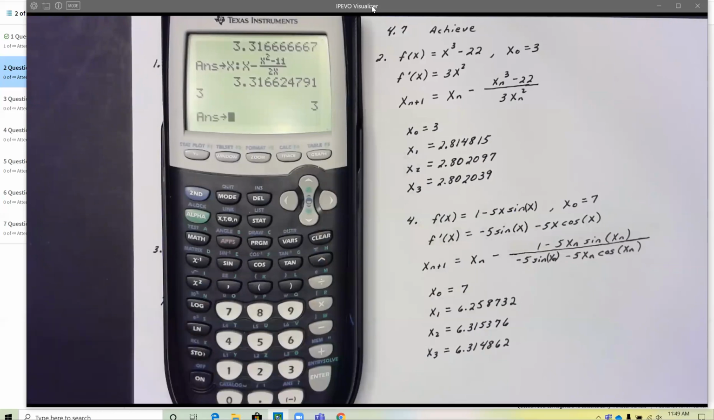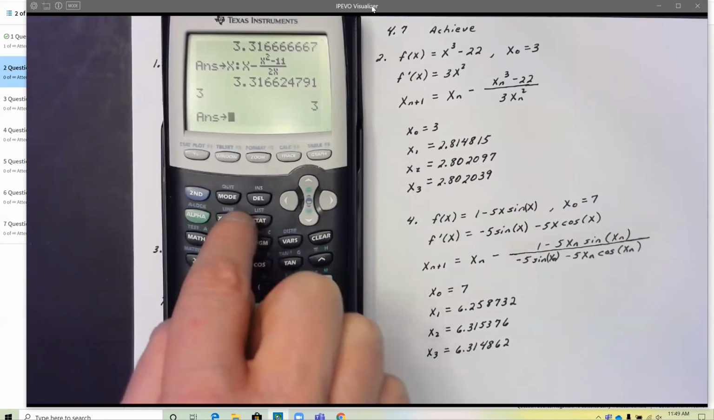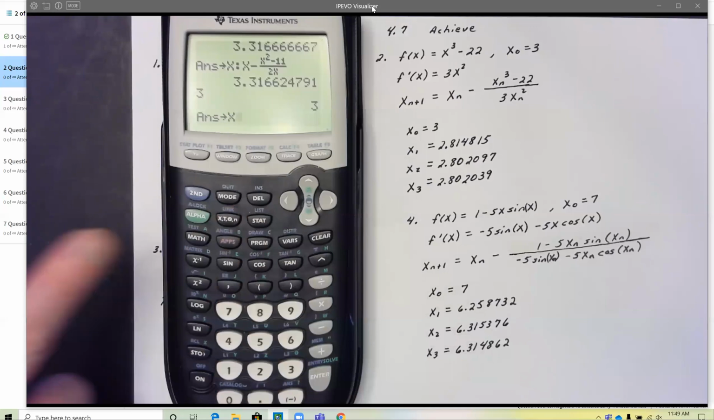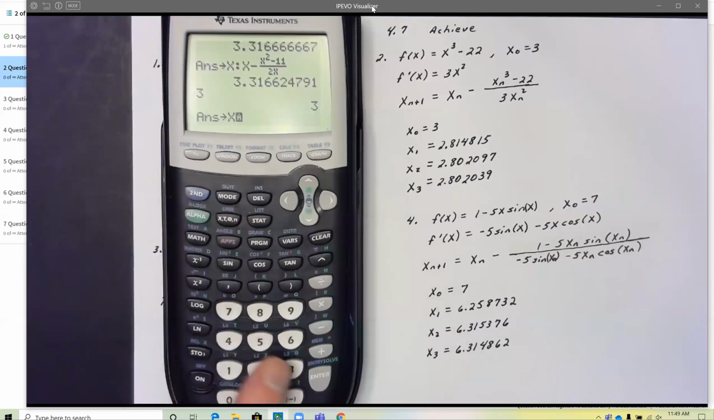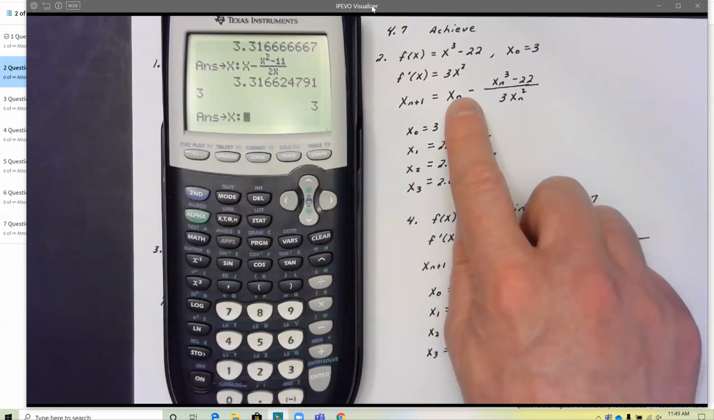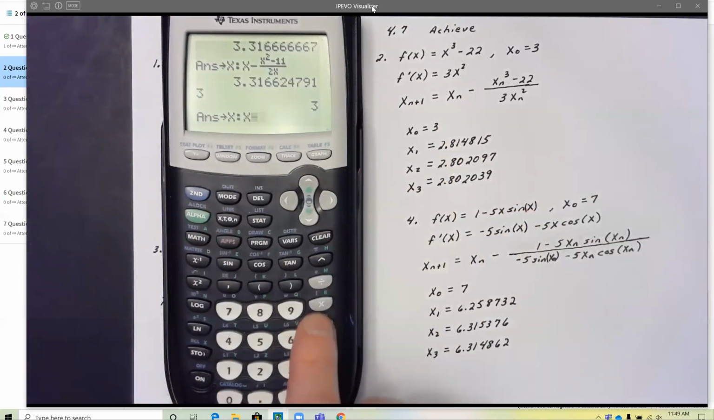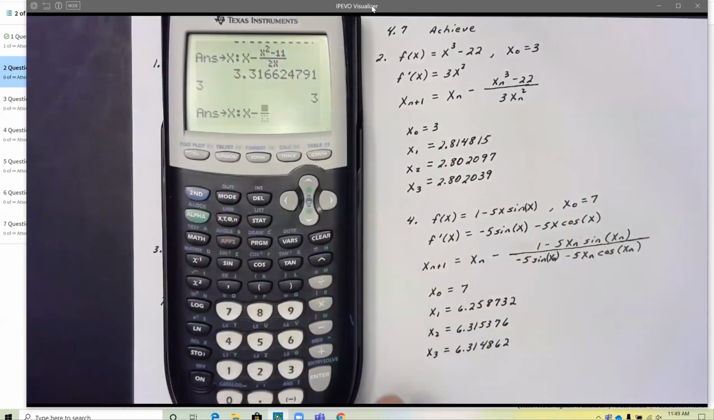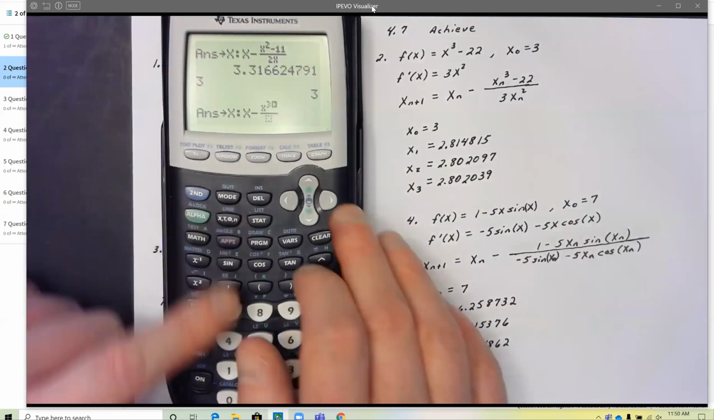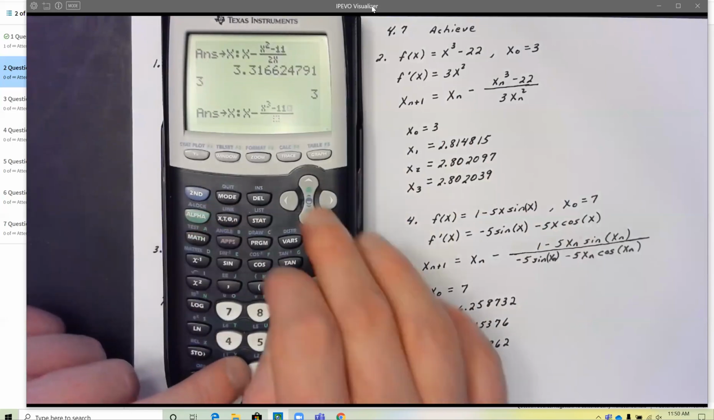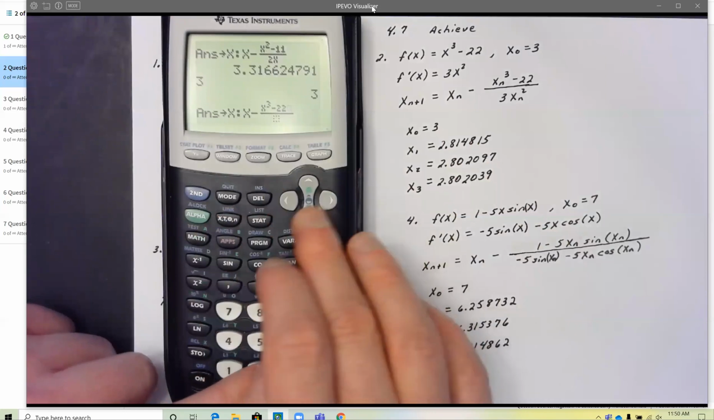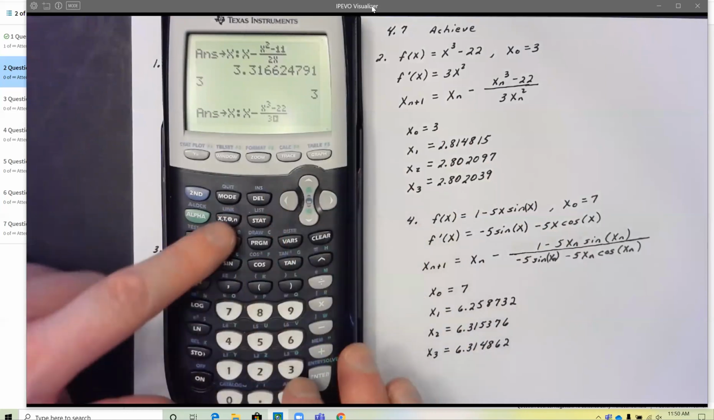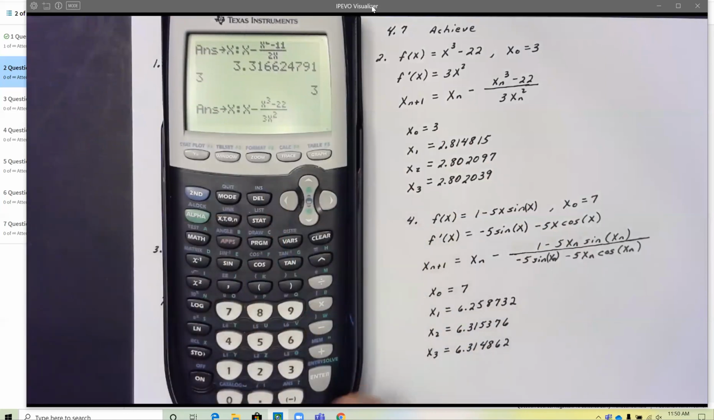I'll hit store. I need to store that answer in as X. Now I need to hit alpha decimal for my colon. Now type in Newton's method, this right here, X minus X cubed minus 22 over 3X squared. So X minus the fraction, and I have X raised to the third minus 22, oops, not minus 11, minus 22, all over 3X raised to the second.